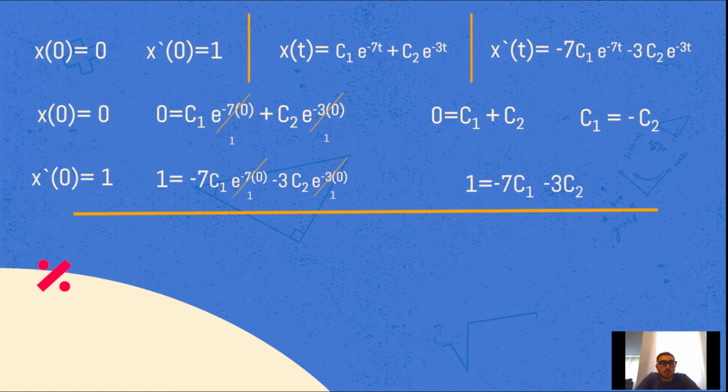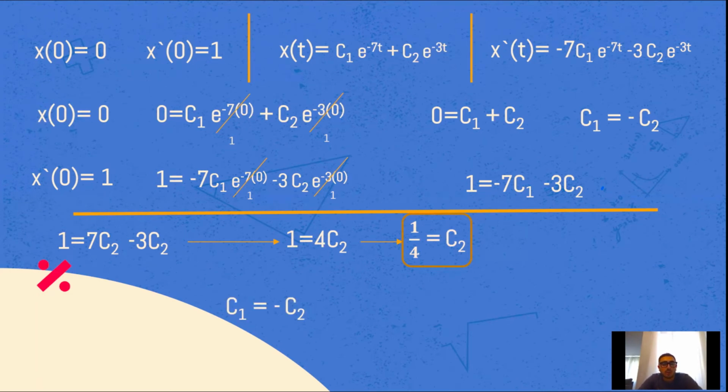And once we have e to the 0, we can cross that out and put 1, which will give 1 equals negative 7c1 minus 3c2. So since c1 equals negative c2, we can plug that into that equation, and we get 7c2 minus 3c2. And we get c2 basically equals 1 over 4. So divide that out.